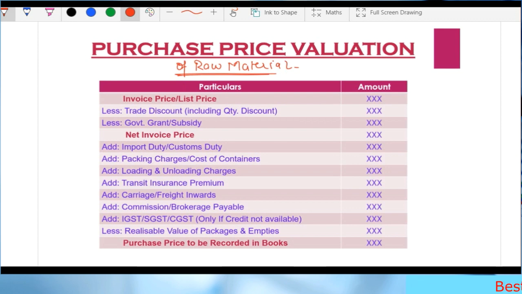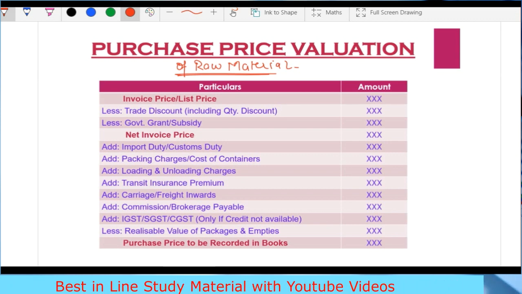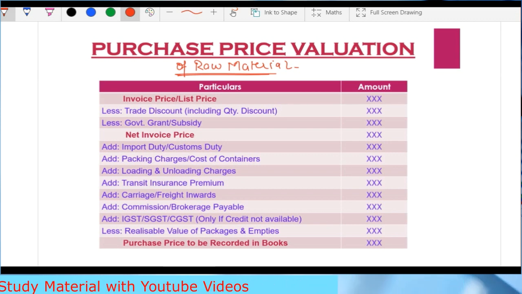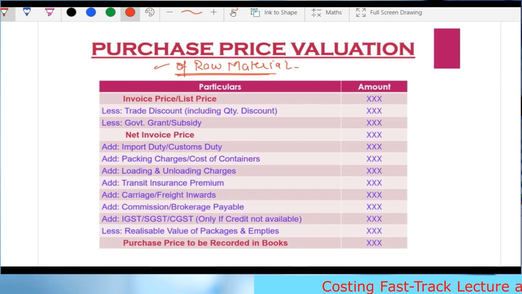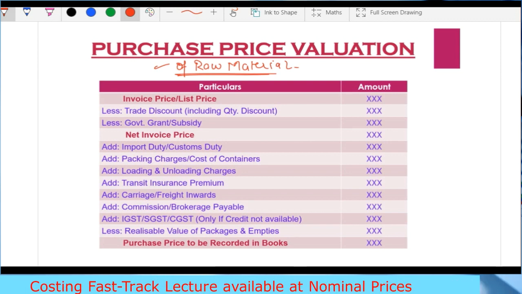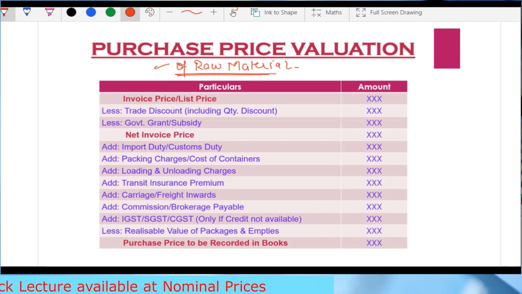Because whatever is the cost of raw material that we are using in the manufacturing of finished goods, we have to recover that cost from our customer, isn't it? Obviously, sir, whatever cost you are incurring in this raw material, you will recover from your customer when you sell your finished goods. So if this valuation is wrong, you will not be able to recover this cost and you will sell at incorrect prices.